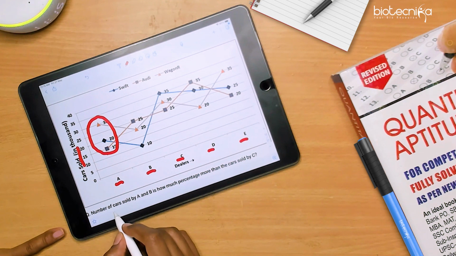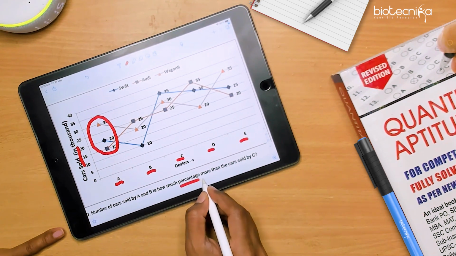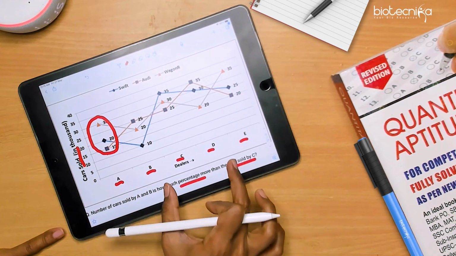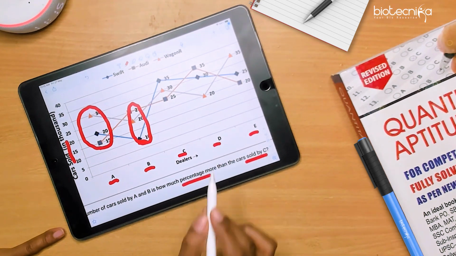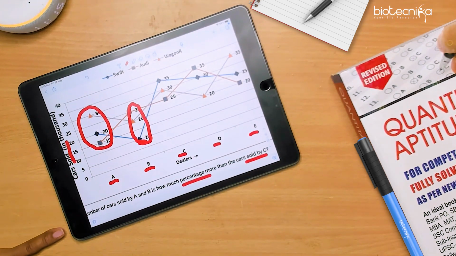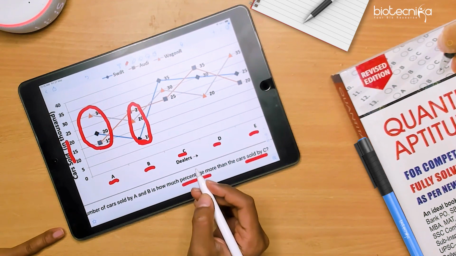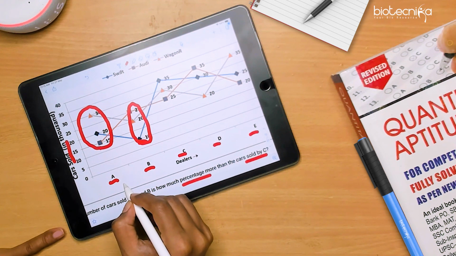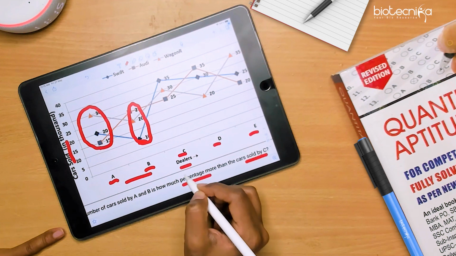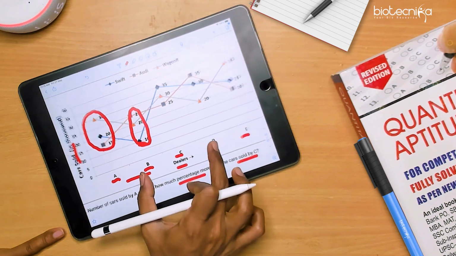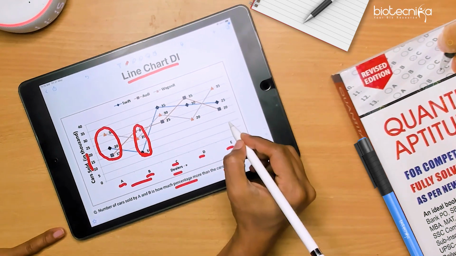So the question is, the number of cars sold by A and B is how much percent more than the cars sold by C. So you have to get the number of cars sold by A and B. All you have to do is add all this up, how many cars there are, and it's in thousands, and then you have to calculate the required percentage. So cars sold by A and B minus the cars sold by C, divided by cars sold by C, into 100. So some easy calculations, and there is no chance of getting these questions wrong, but definitely it will give you the correct answer.